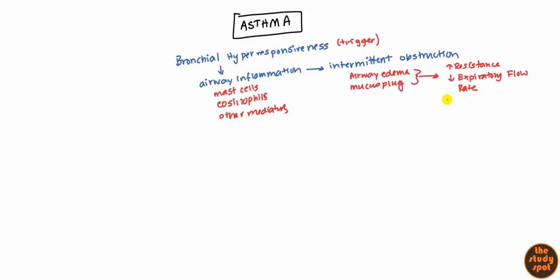So this summarized very briefly the pathophysiology, enough that we need to know here. Of course, for step one, you probably need to know a little bit deeper than that, and I'll make a video about that in the future.